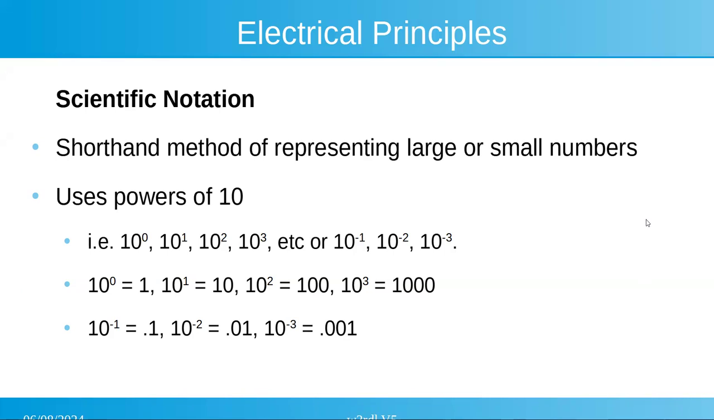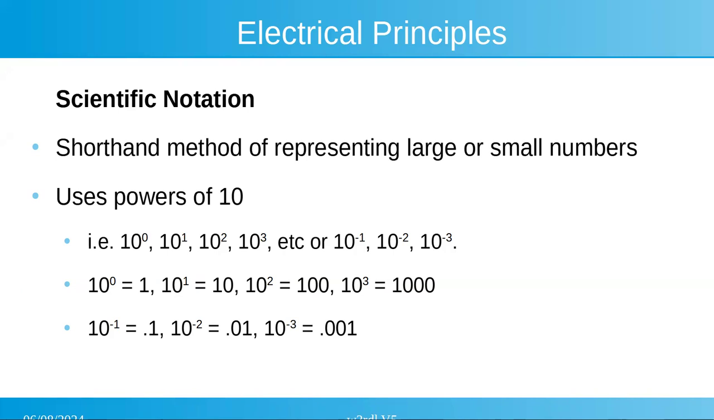Scientific notation is a shorthand way of representing very large or very small numbers. So you don't have to write 15, 20 zeros on either side of the decimal point. They go up in powers of 10. So we represent things as a number times 10 to a power.